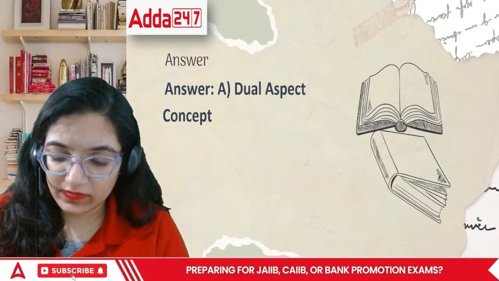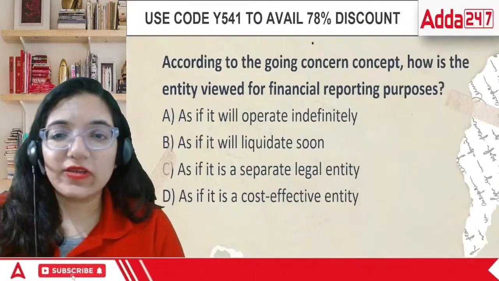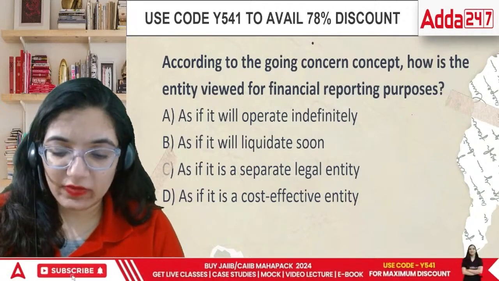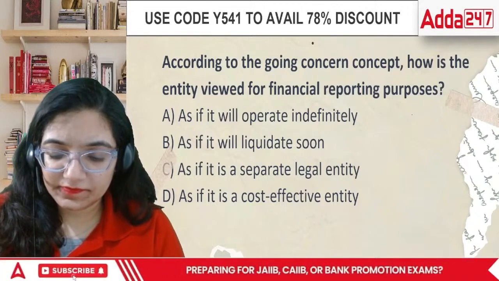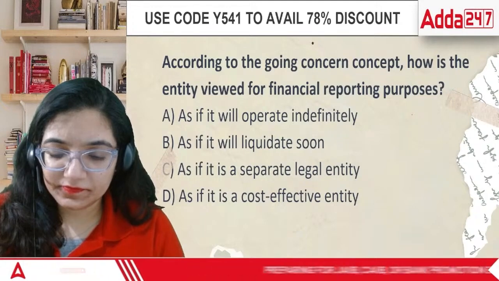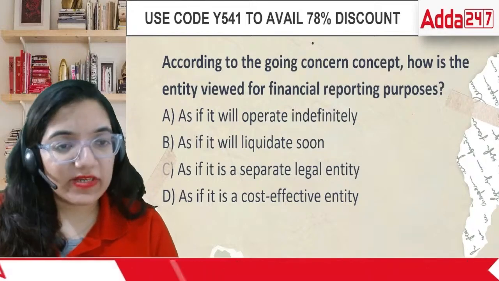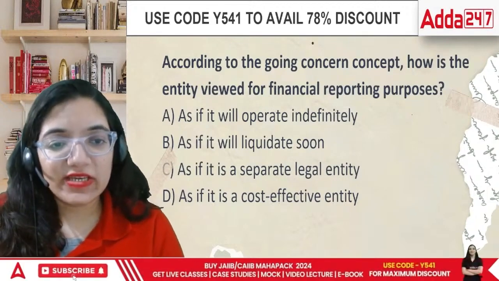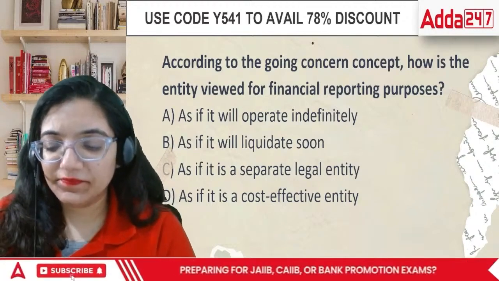Very now. Let's move on. Next question is, according to the going concern concept, how is the entity viewed for financial reporting purposes? How is it reviewed? As it will operate indefinitely, as it will liquidate soon, or as if it is a separate legal entity, or as if it is a cost effective entity. What would be the answer in this case?